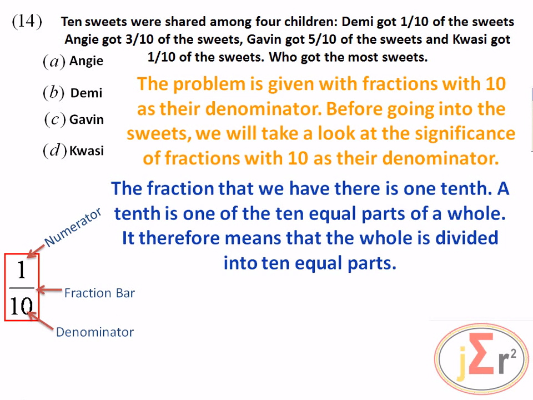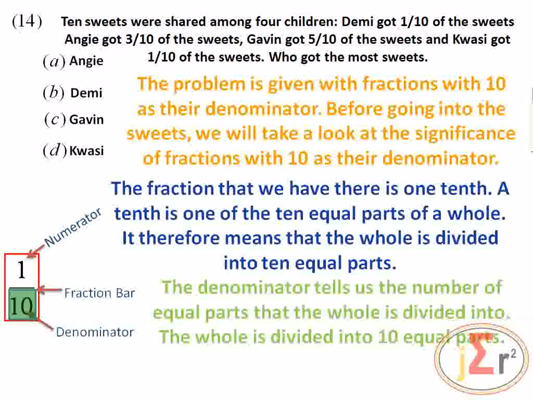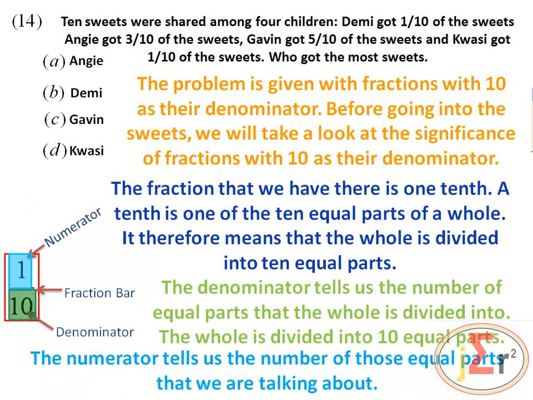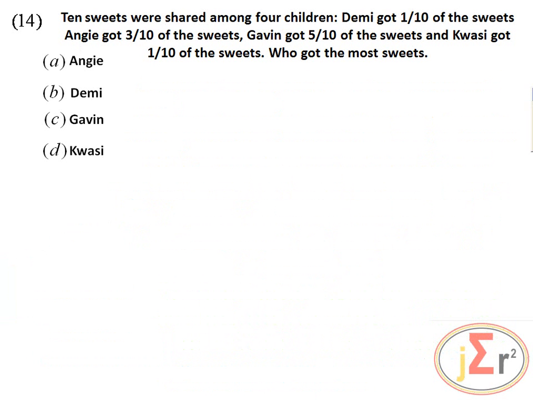And we have our fractions well prepared for us with its labels. The denominator tells us the number of equal parts that the whole is divided into. The whole is divided into 10 equal parts. The numerator tells us the number of those equal parts that we are talking about. And the numerator is equal to what in this particular case, Jerry? 1. Right, so we have one part out of those 10 equal parts of a whole.